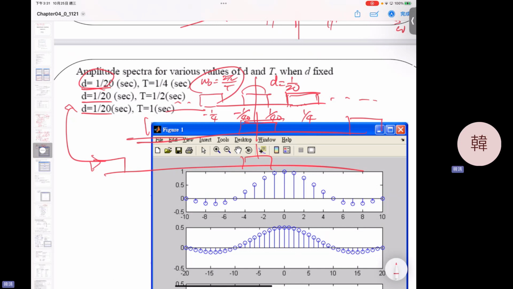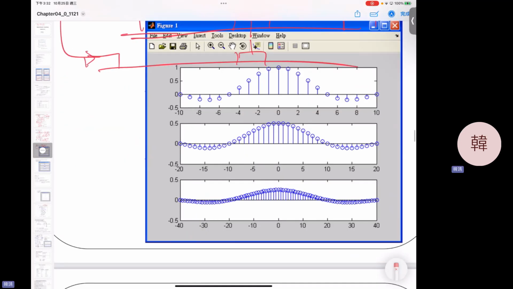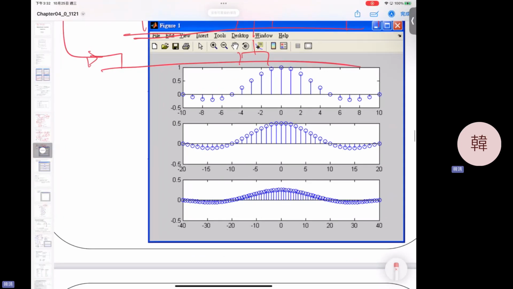Now we have different T. This is a larger T. So when your denominator is larger, your omega 0 becomes smaller, right? So what does smaller mean? Smaller becomes denser together, higher density. And for the third one, the largest T becomes very, very dense compared to the other two in the frequency domain. But they happen to be the same.